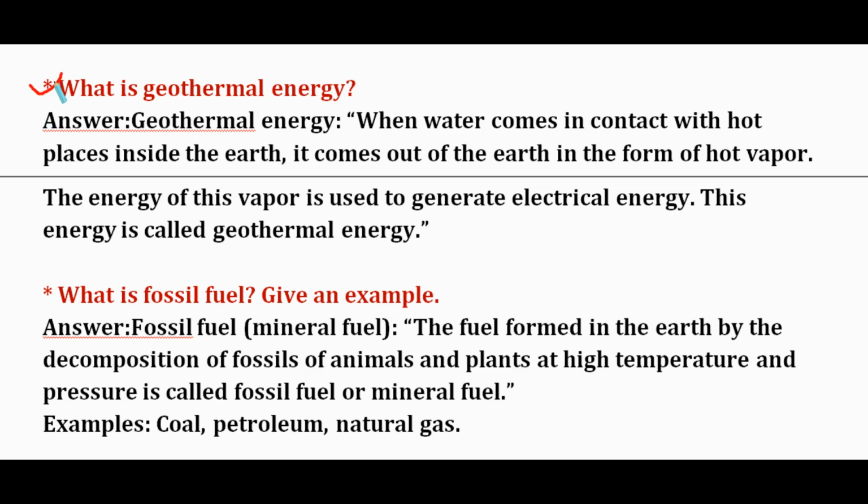Now the next question is, what is geothermal energy? When water comes in contact with hot places inside the earth, it comes out of the earth in the form of hot vapor. The energy of this vapor is used to generate electrical energy. This energy is called geothermal energy. Another question is, what is fossil fuel? Give an example. The fuel formed in the earth by the decomposition of fossils of animals and plants at high temperature and pressure is called fossil fuel or mineral fuel. Examples: coal, petroleum, natural gas.